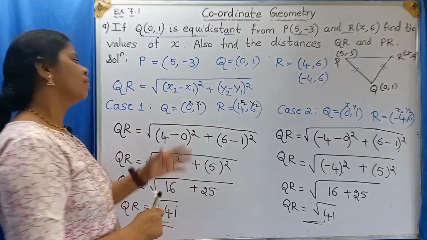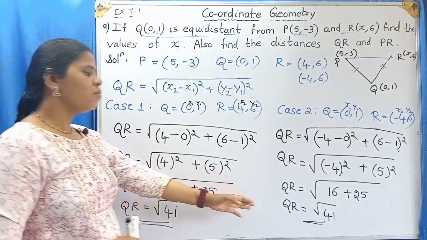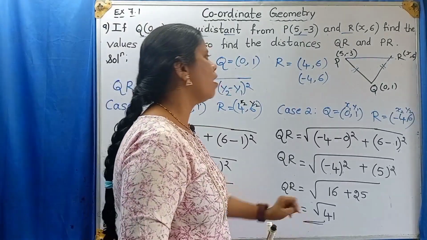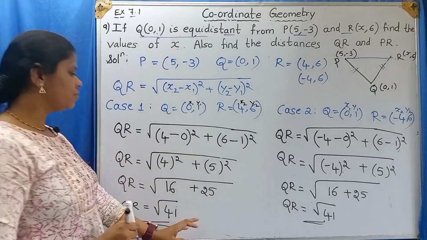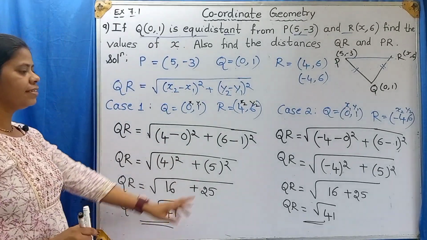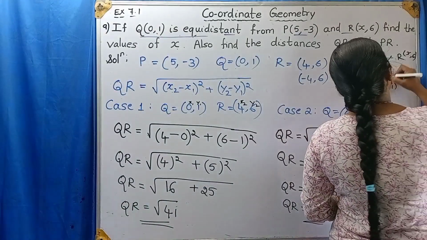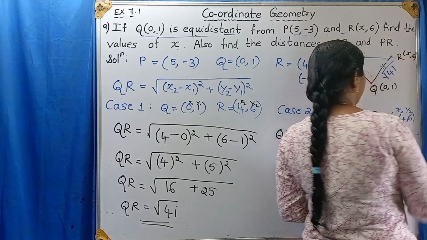Sir, in both the cases we got the same value for the distance QR. Okay. No change in this. Then the distance between QR is what? Square root of 41. Okay.